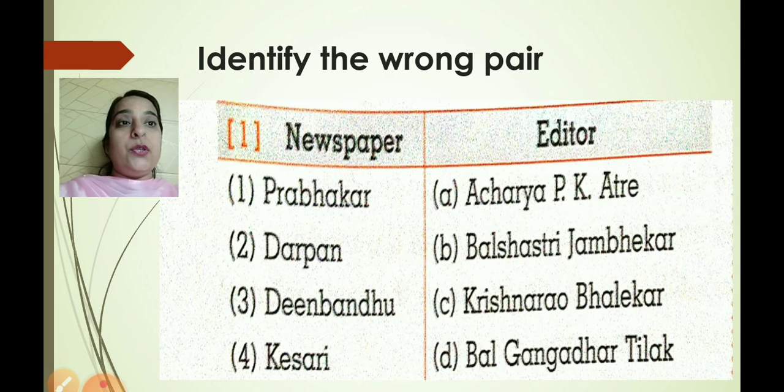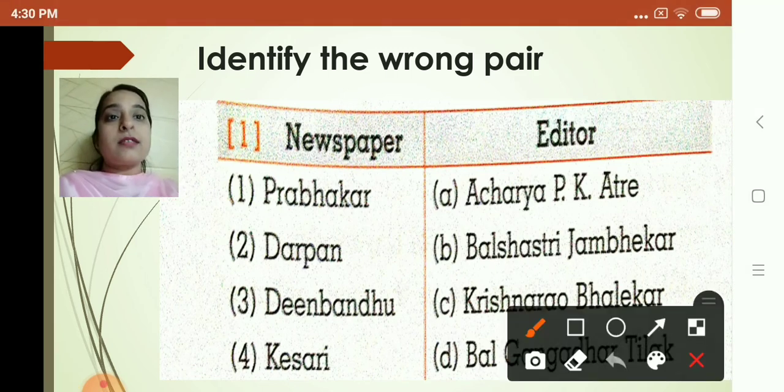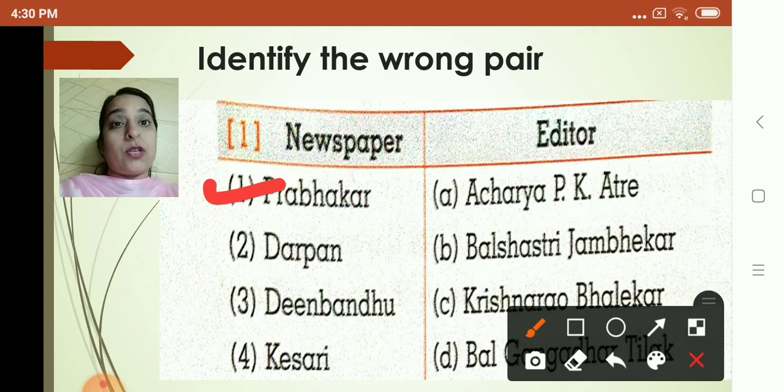Now children, newspaper and editor. Now Prabhakar, it is given Acharya P.K. Atre, Darpan, Bal Shastri Jambekar, then Deen Bandhu, Krishna Rao Balekar, Kesari, Bal Gangadhar Tilak. So children, you have to identify which is the wrong pair. Now children, the wrong pair here is Prabhakar, because Prabhakar was written by, yes, Bhau Mahajan. Okay. So this is our wrong pair.